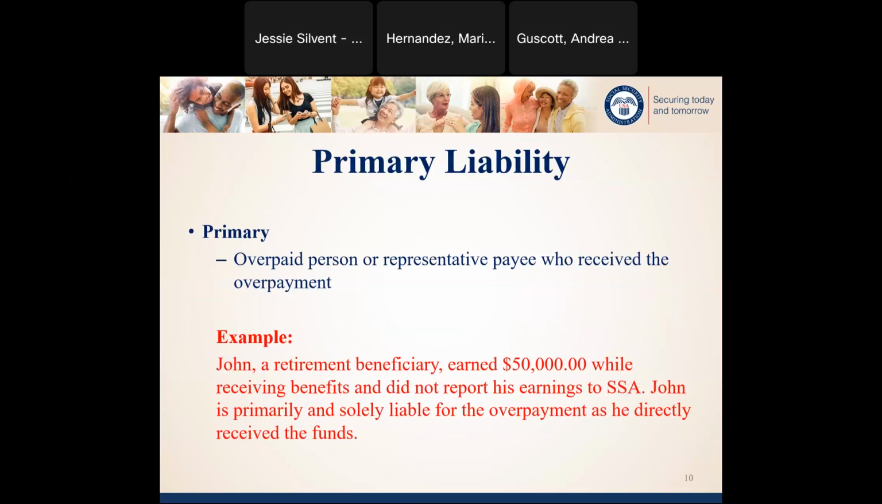So the first example we have is for primary liability. So again, this is where the overpaid person or the representative payee who received that benefit directly is liable. So we have John, who is a retirement beneficiary. He earned $50,000 while receiving benefits and did not report his earnings to Social Security. So John is primarily and solely liable for the overpayment as he directly received the funds. So when John receives his notice of overpayment due to his work, he will be solely liable for repaying the funds or requesting an appeal of the overpayment. Next slide.